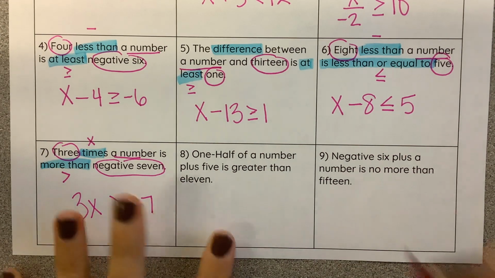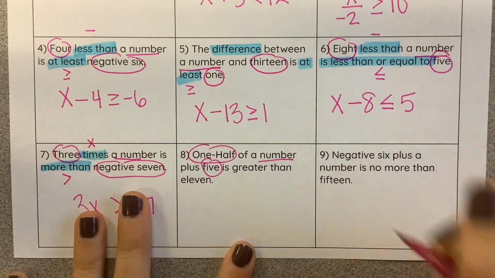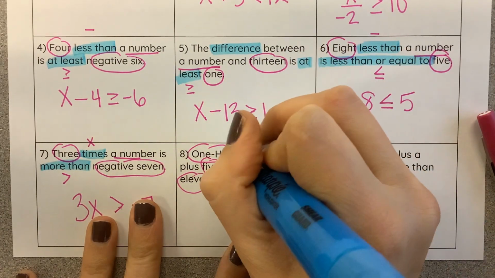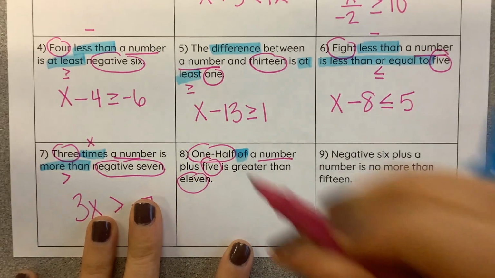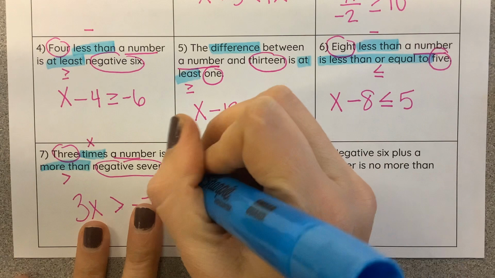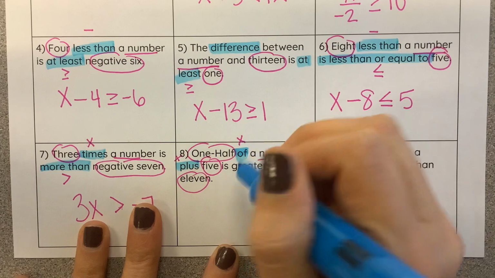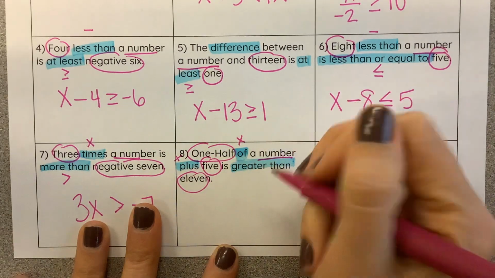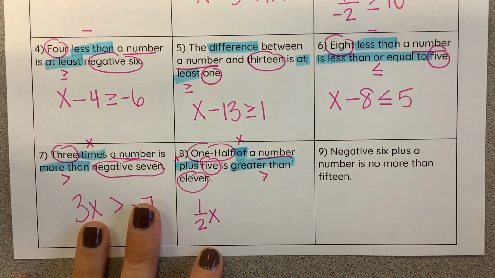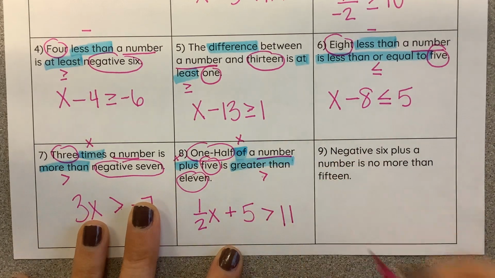Number 8, 1/2 of a number plus 5 is greater than 11. So 1/2 of a number. That of there is telling us multiplication because it's a fraction with of. Plus tells us addition, and then is greater than tells us the greater than sign. So 1/2 of a number is just 1/2 times our unknown, so just 1/2 x, plus 5 is greater than 11.